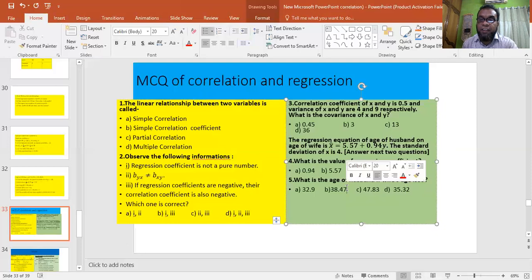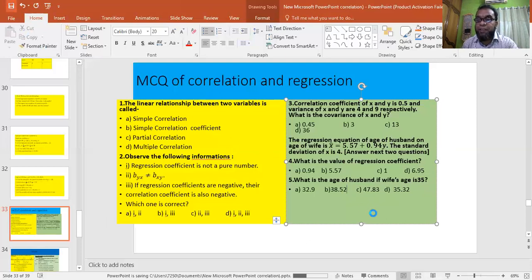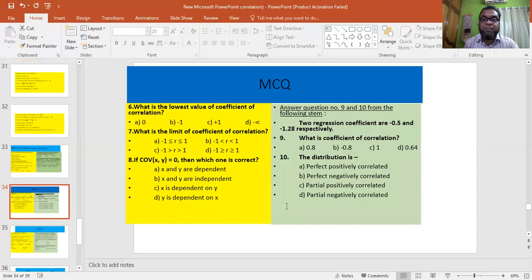This is 38.52. So the answer is B, 38.52. Now go to the next one, number 6.